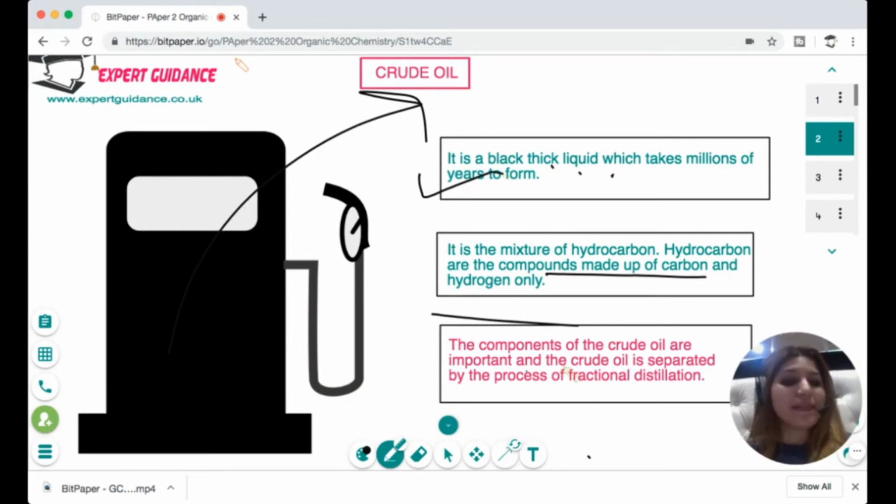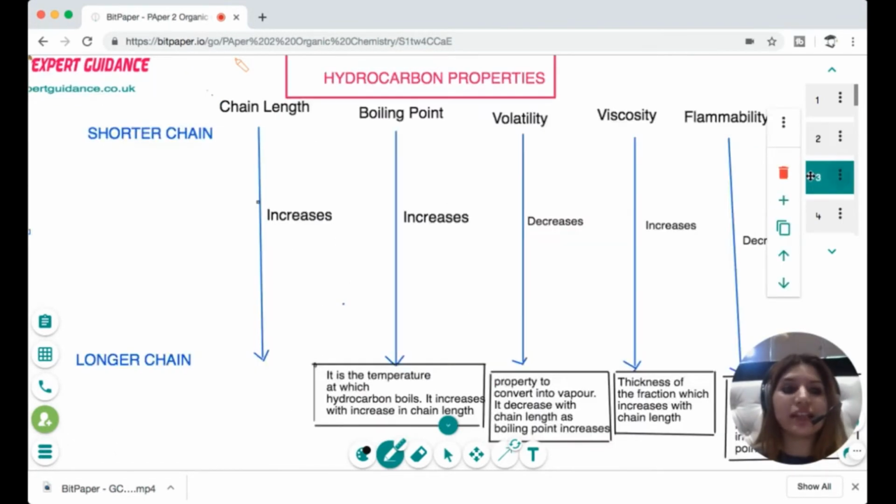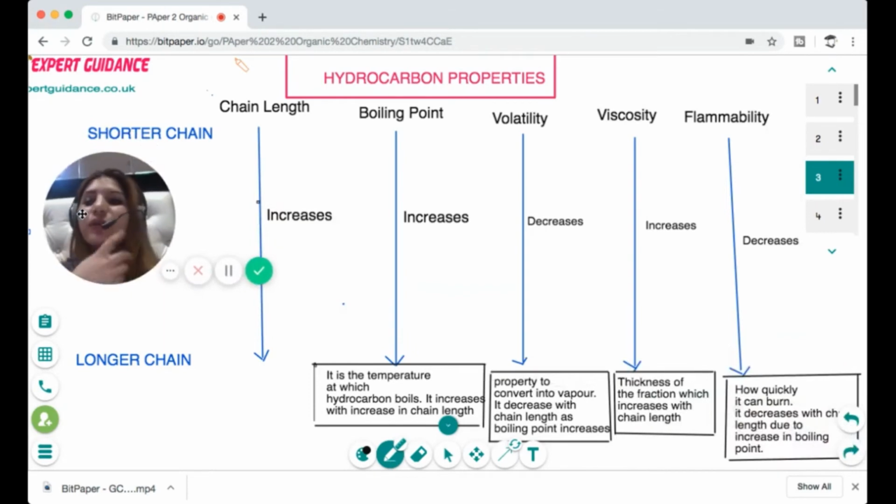And the best part is that different components of crude oil have different boiling points, so you can separate them by the process known as fractional distillation. Remember this word, fractional distillation, as often in the exam they ask you to explain the terms fractional and distillation. So let's see. Before we come to fractional distillation, let us see the different properties that each of the components of the crude oil has.